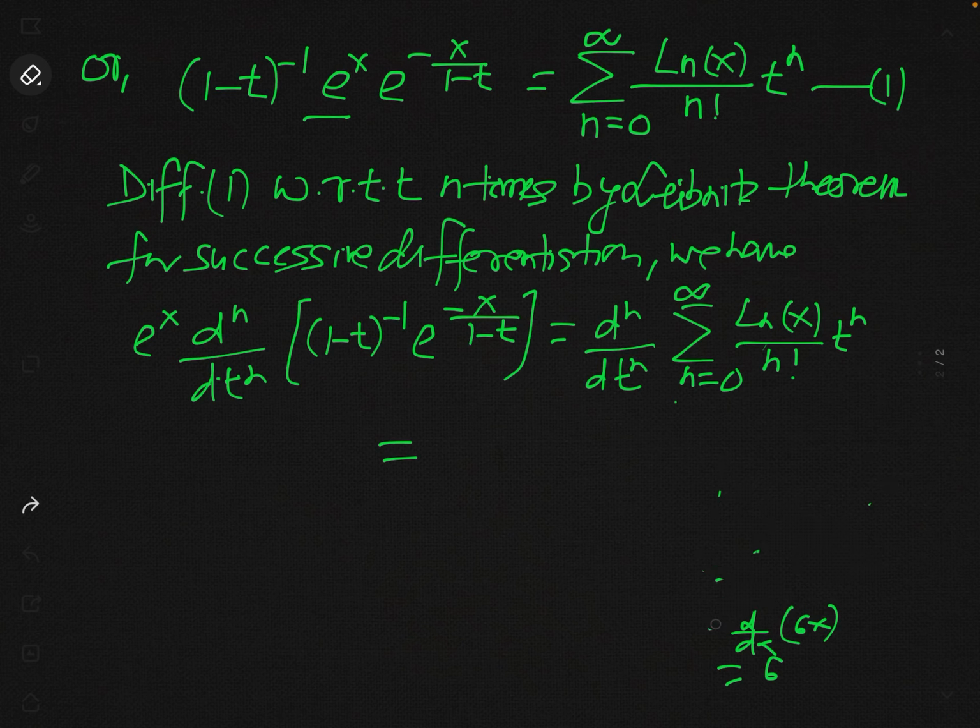This was just for the illustration, so I am erasing it. Now you can see, as I have told you, all the terms up to the term containing t raised to the power n minus 1 will vanish after differentiating n times. So our result will be what?